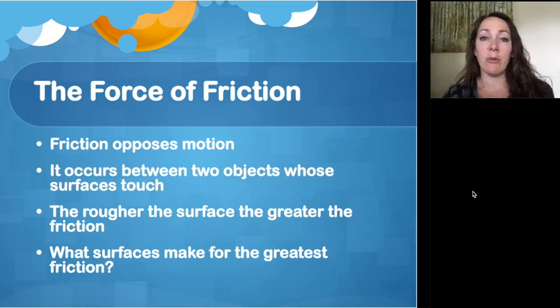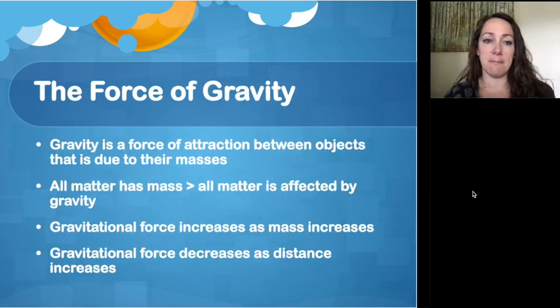However, if you're running around on concrete and you fall, you're going to scrape your leg to pieces and slow down much faster because the friction is greater on the asphalt road than it was on the waxed shiny tile floor. So let's think about what surfaces make for the greatest friction. What do you think? Some things that might come to mind are sandpaper, asphalt, concrete, carpet has a lot of friction. Anything that slows down motion is going to have a great amount of friction.